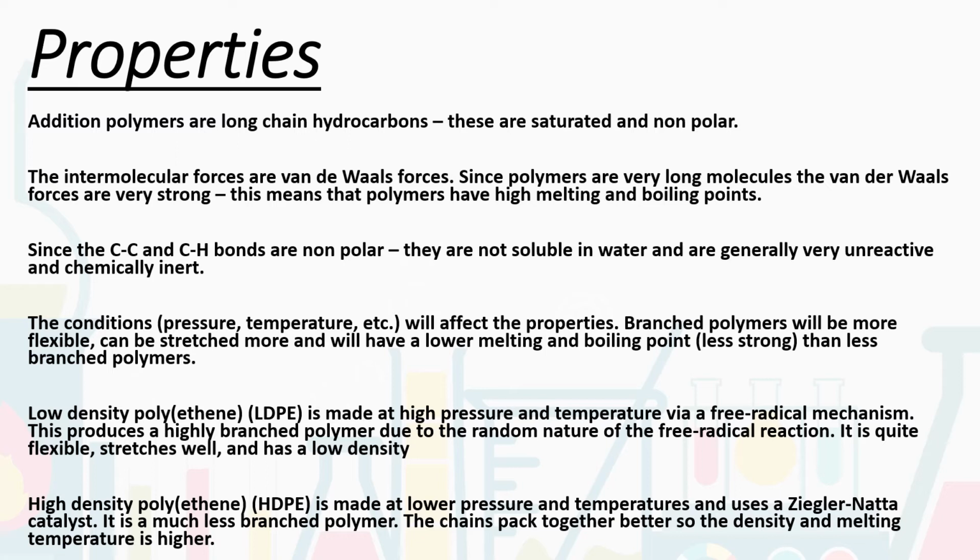High density polyethylene is made at much lower pressure and temperatures and uses something called a Ziegler-Natta catalyst. It's a much less branched polymer because the reactivity is much more neatly controlled. And so the chains pack together much better, and so the density and the melting temperature is higher because the van der Waals forces are able to interact more strongly.